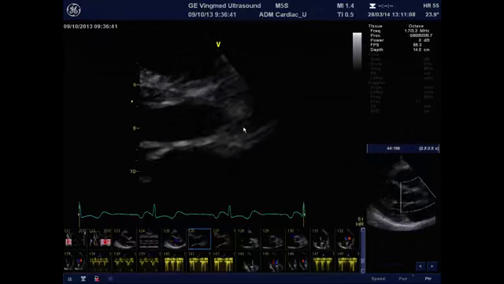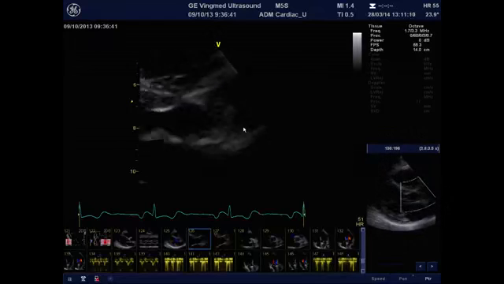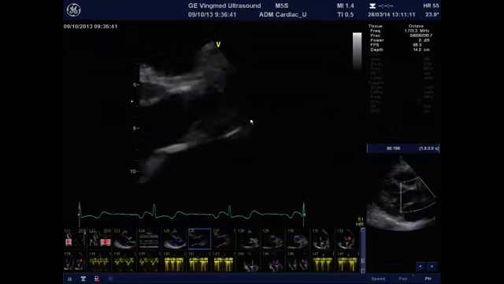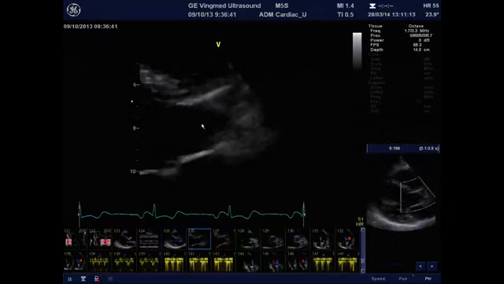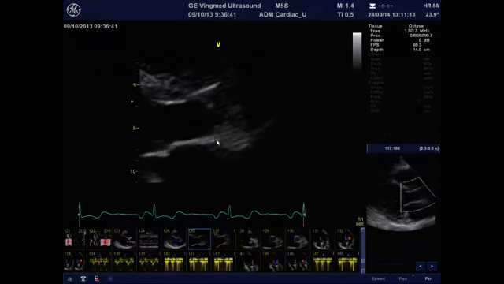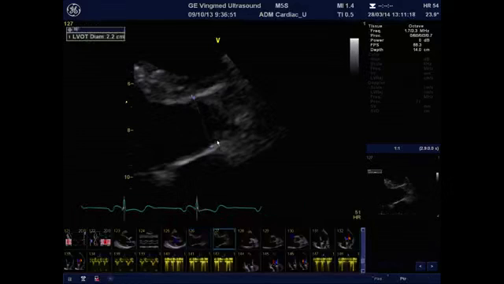After, you can use the zoom mode, and with the zoom mode you can again assess the movement of the leaflet, but also you should measure the left ventricular outflow tract diameter because you will need it to calculate the effective area of valve with the continuity equation.